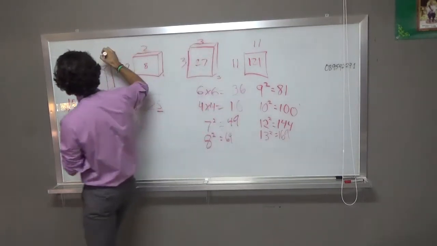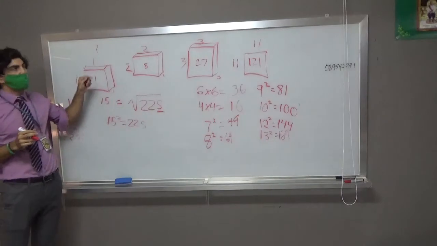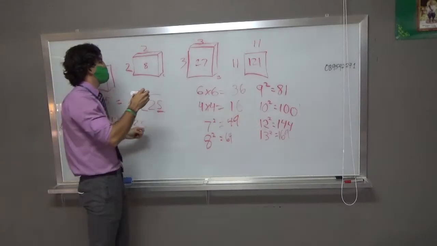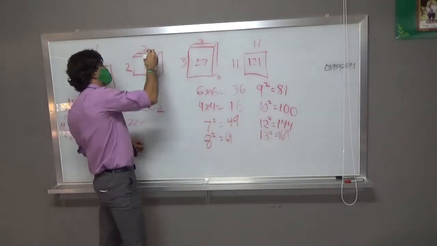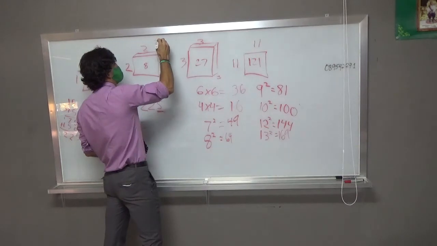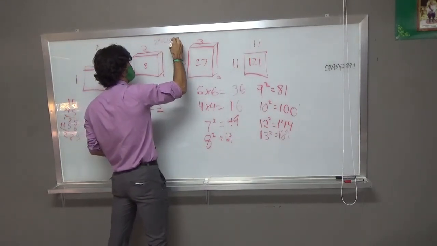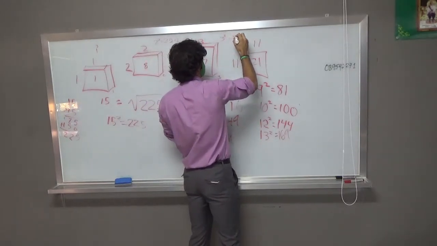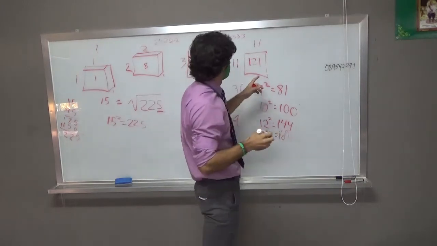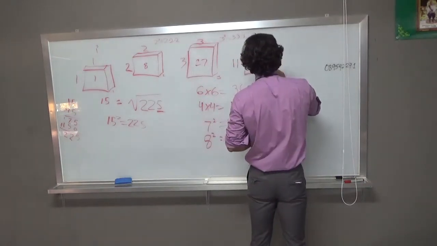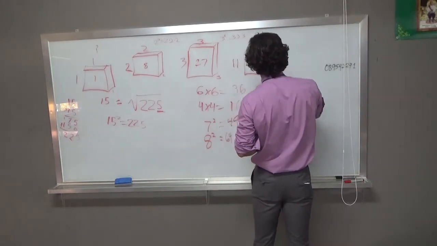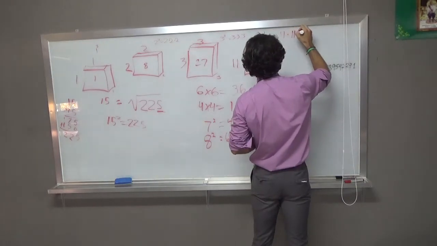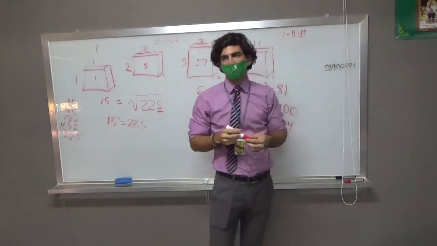So this would be 1 to the 3rd. When you see to the 3rd, it's the same as cube. If you hear me say cube, it means you multiply it by itself 3 times. So this is 2 cubed, which is the same as 2 times 2 times 2. 3 cubed, which is the same as 3 times 3 times 3. If I were to do 11 cubed, it will be the same as 11 times 11 times 11. Alright? Okay.